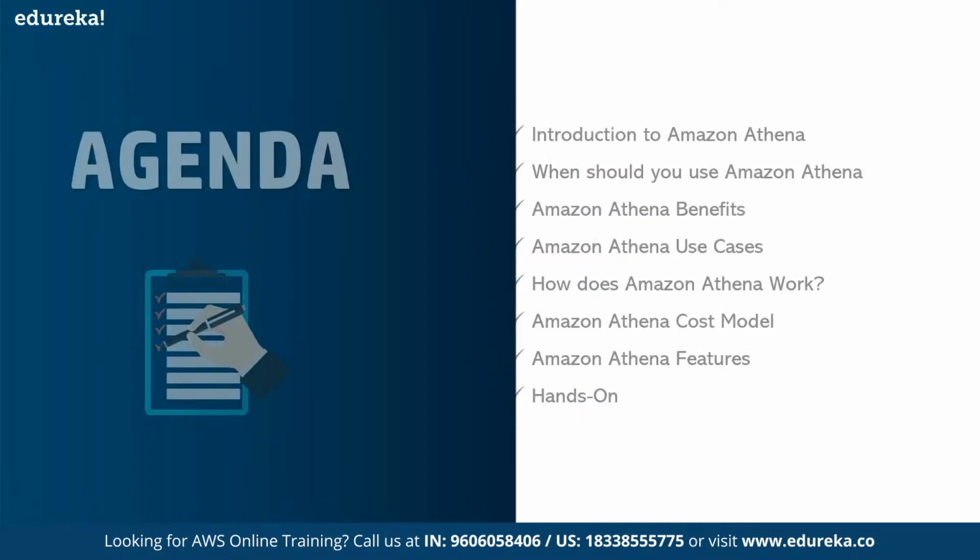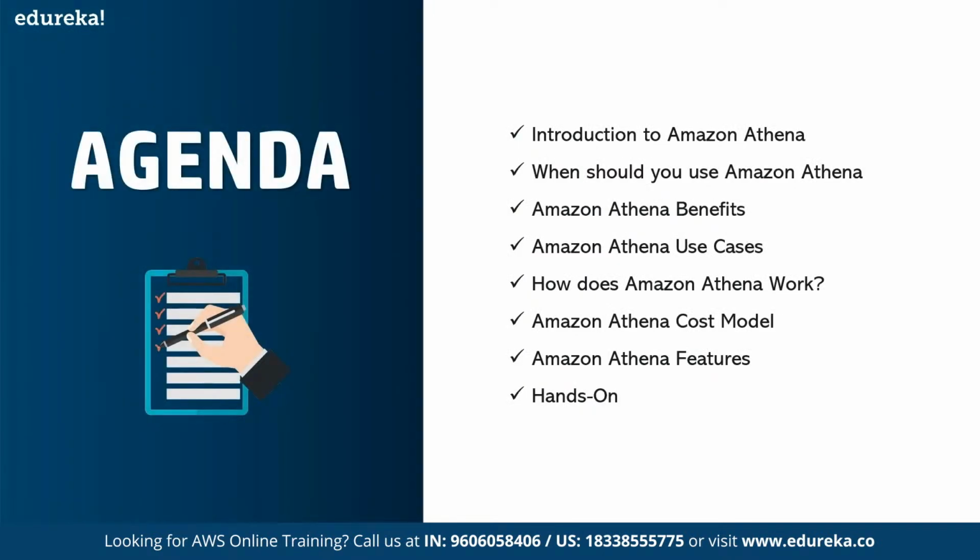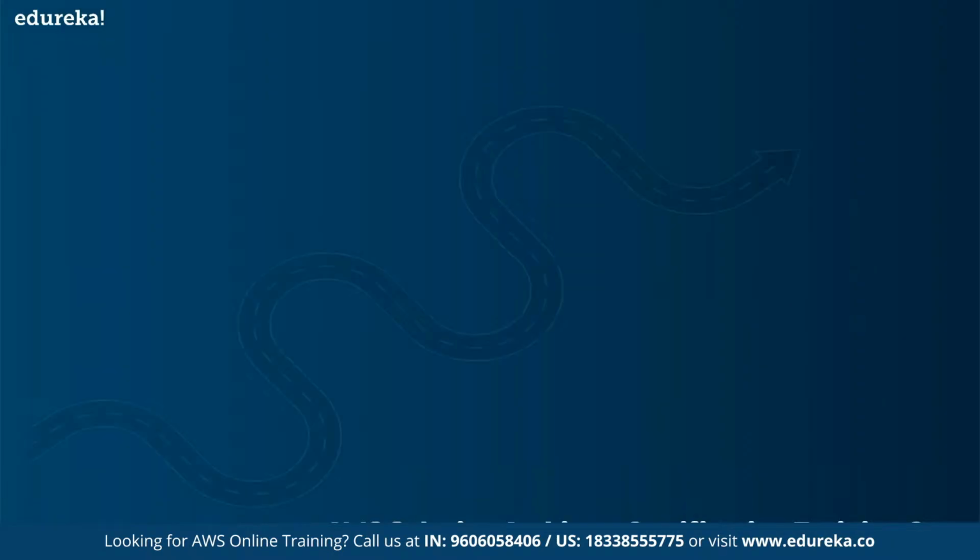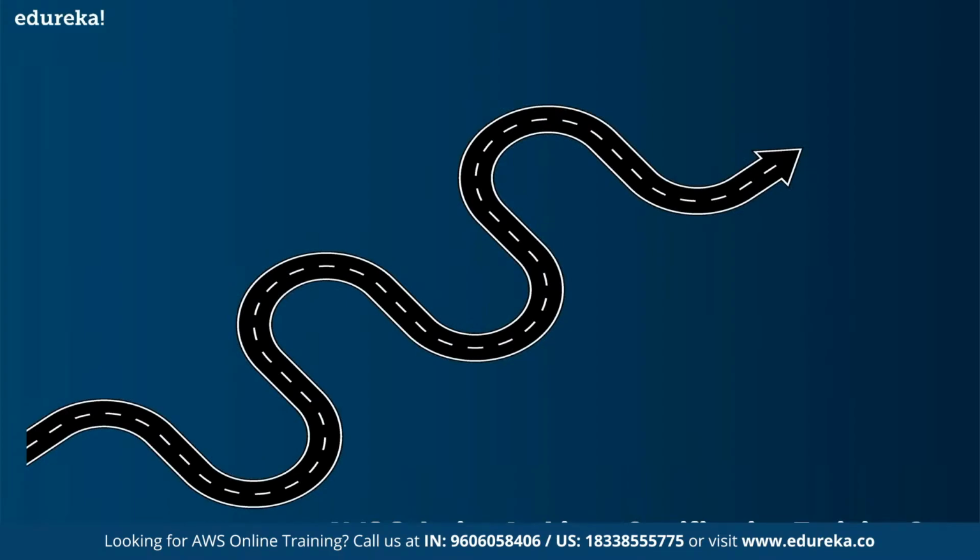So we will first talk about the agenda of the meeting. What are we going to discuss today? And then we will take them one by one. The first thing is, what is Amazon Athena and why is this service so popular among AWS users? Then when should you use Athena? What are the benefits you get when you use Athena? The use cases, how does Athena work internally? How is the pricing done for Athena? And then other features, followed by a hands-on session where we tell you how to use this particular tool.